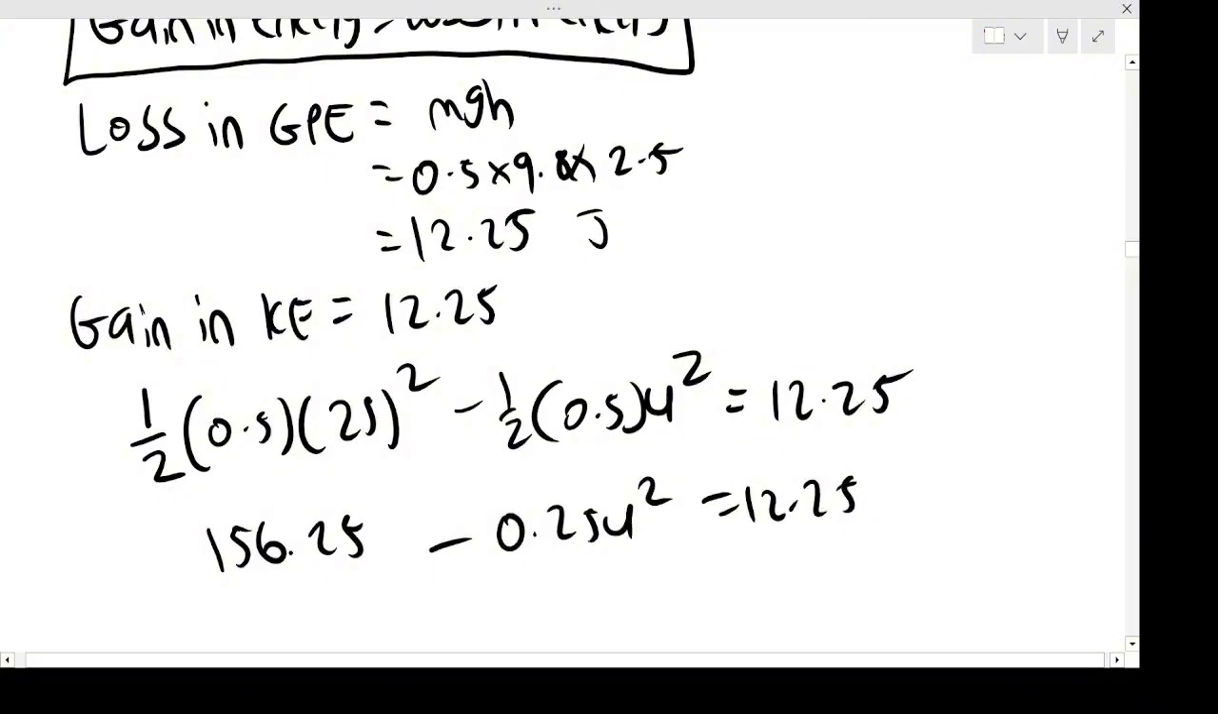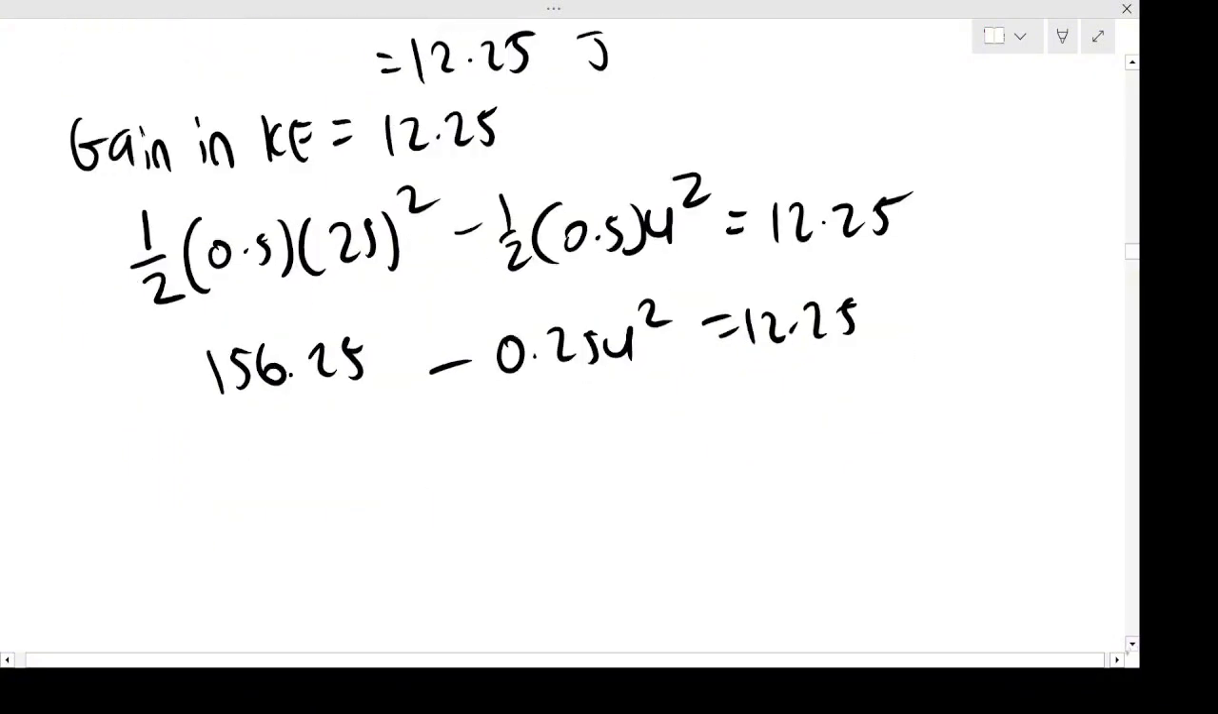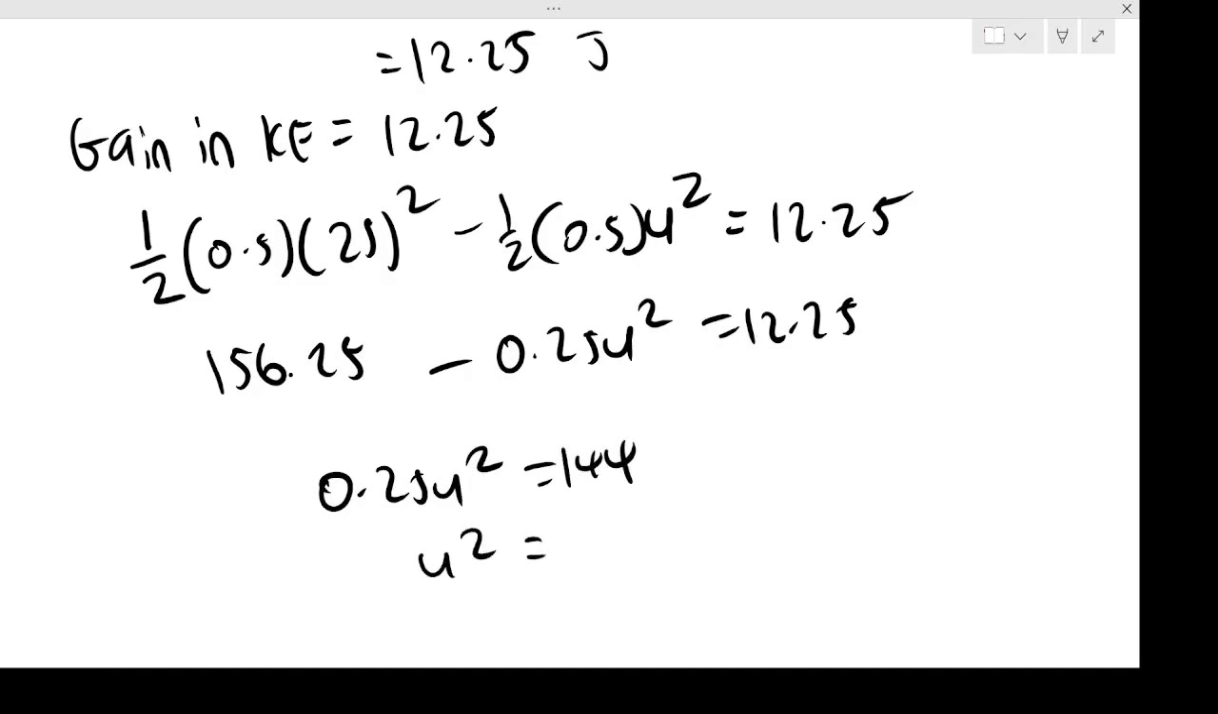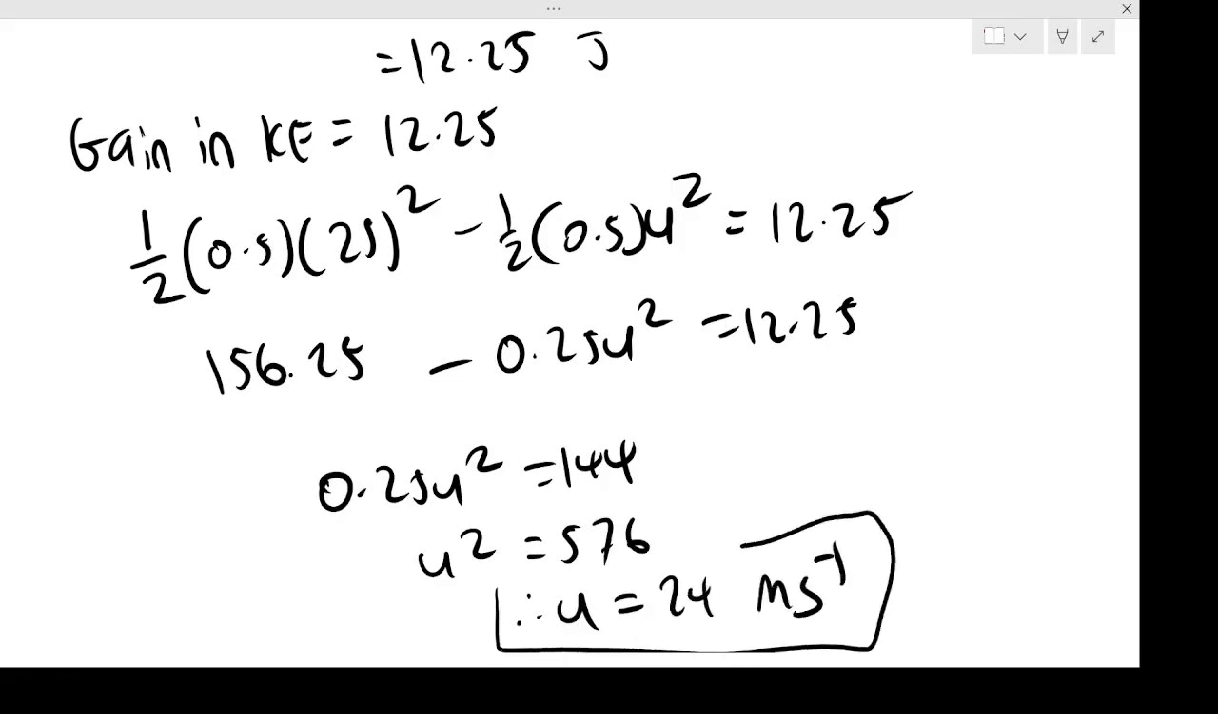We just solve this for u now, right? So it's a simple equation to solve. So 0.25 u squared, that's going to be 156.25 take away the 12.25. That's going to get me 144. Then if I divide that by 0.25, I get 576. So therefore, that means u, if I square root that, I'll get 24. Quite nice. Okay, and that's my u.